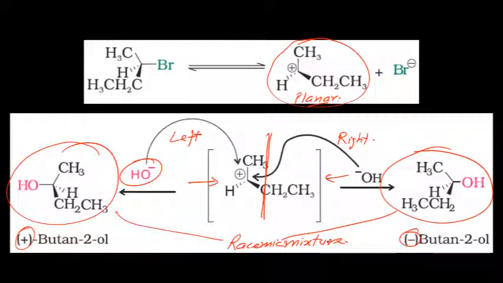Okay. Now tell me in the chat window, if it is a racemic mixture, in which direction it will rotate the plane polarized light? In which direction it will rotate the plane polarized light? Mahak, correct.